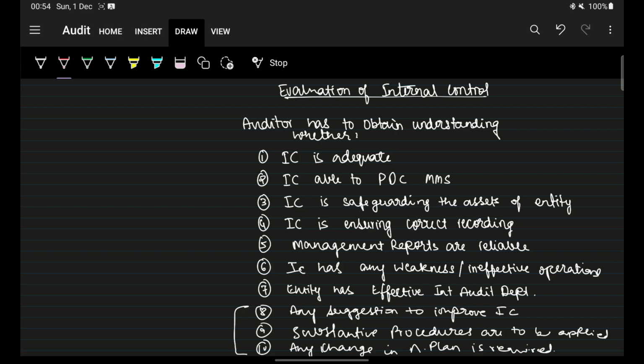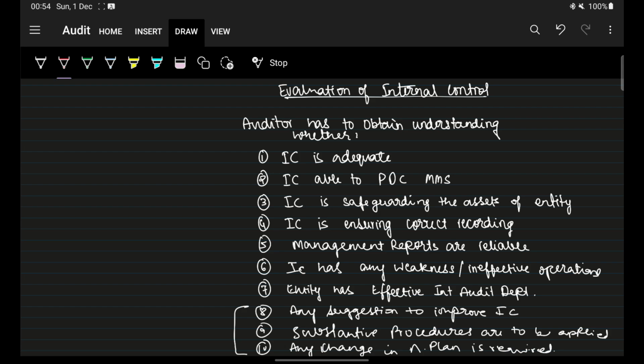So firstly you have to ensure whether internal control is adequate, whether internal control is capable of preventing, detecting and correcting material misstatement, whether internal control is safeguarding the assets of the entity, whether the internal control is ensuring correct recording, right? Whether the management reports are reliable. Sixth point being whether there are any weakness or ineffective operations of internal control.